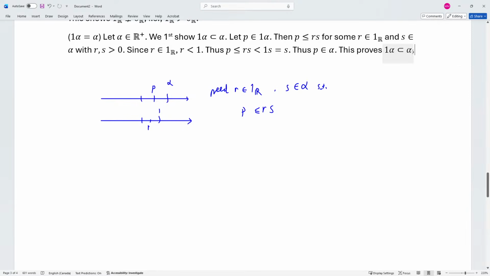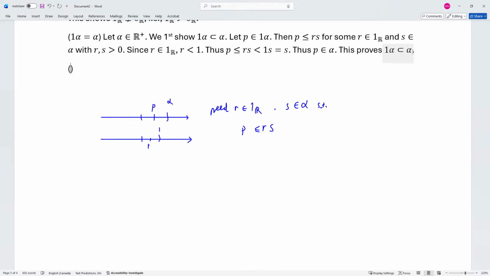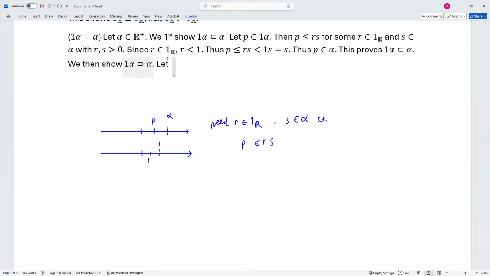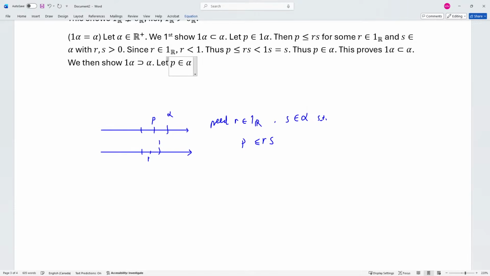Okay, let me just put down the first sentence of the proof. We then show the reverse direction. This is a reverse element chasing. Let P be in alpha. We need to show there is something in 1 and something in alpha, such that P is bounded by their product.